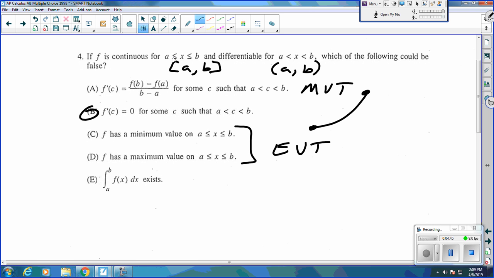Finally, it says the integral from a to b of f of x dx exists. Sure it does, because it said it's continuous. If you can get a curve, you can find the area under it. So we know that. The mean value theorem was A, the extreme value theorem was C and D, and E we knew, and that leaves that the derivative doesn't have to be 0. Okay? All right, problem 5, last one.